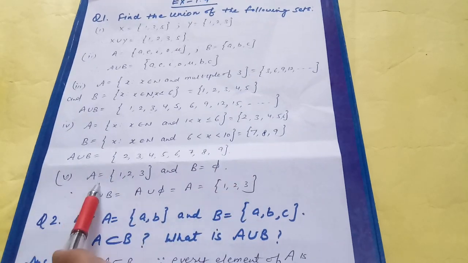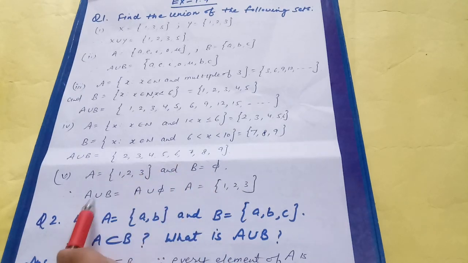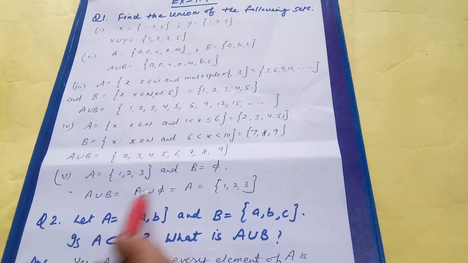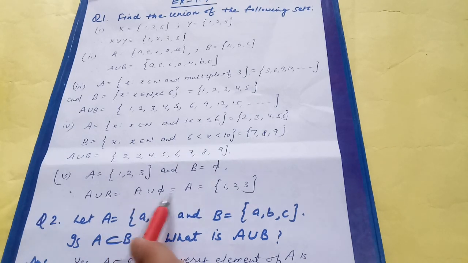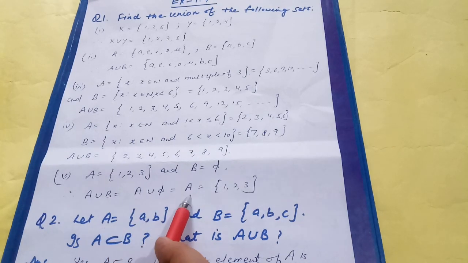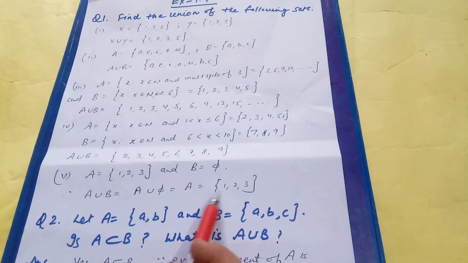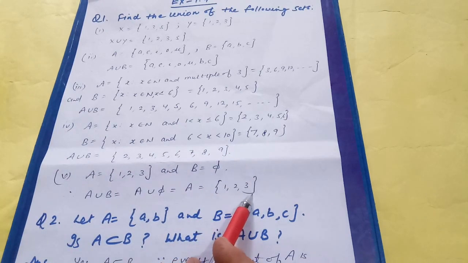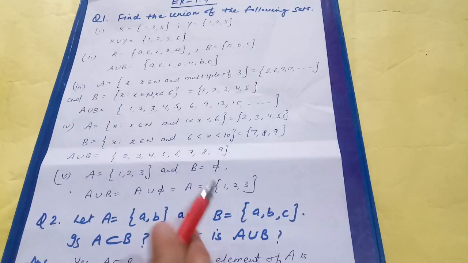In fifth part, given A set is {1, 2, 3} and B set is the empty set. So A union B is equal to, now this is empty set. Now A union the empty set is equal to A, which we have discussed in properties of union operation. So A set is {1, 2, 3}. So the answer of A union B is {1, 2, 3}, that is equal to A set.